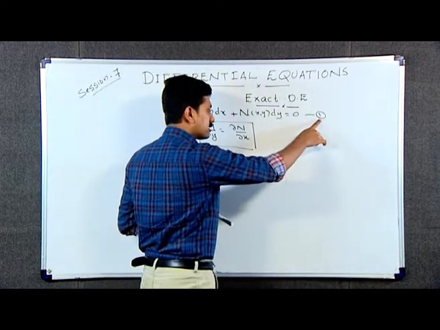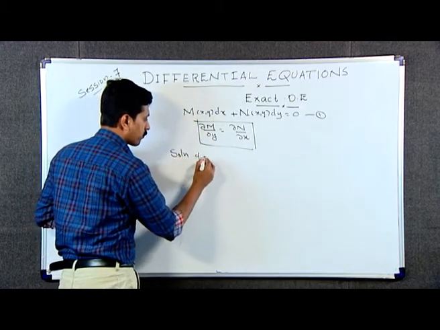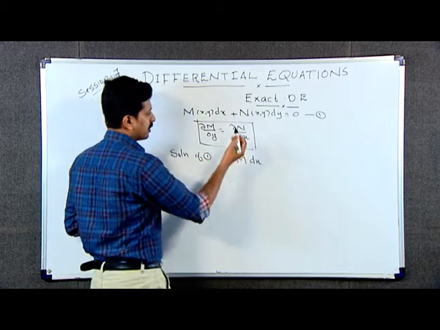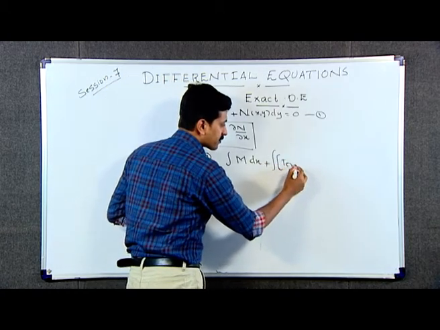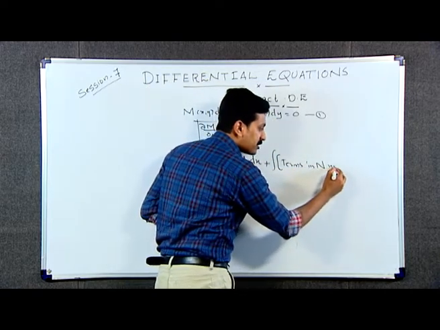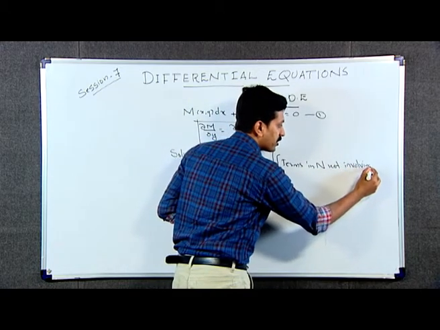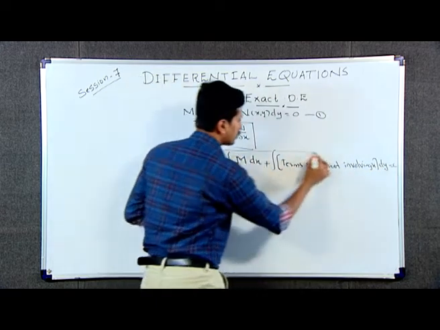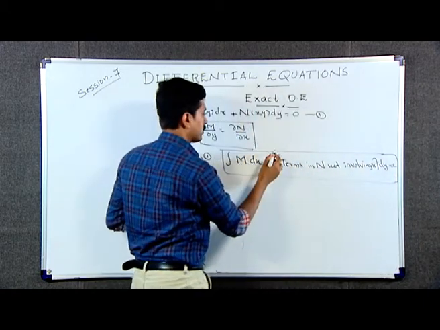If equation 1 is exact, then the solution of 1 is the integral of M dx plus the integral of the terms in N not involving x, dy, equals c. We use this formula to find the solution of the differential equation.